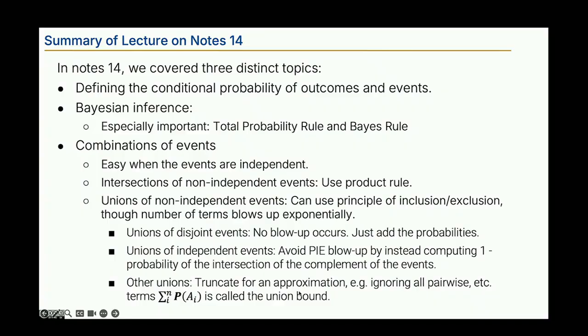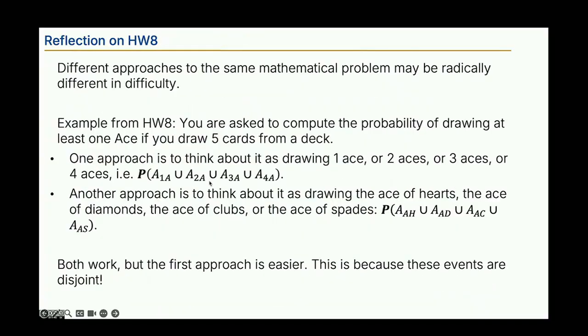Okay? All right. I do want to note something about homework 8, which maybe you all finished, which is to note that when you're solving a problem, different problems can be radically different and different framings of a problem can be radically different in difficulty. So for example, in homework 8, there's a question which says, how do you compute the probability that you draw at least one ace? And maybe you tried it 1 or 2 different ways. Maybe you got a little stuck.